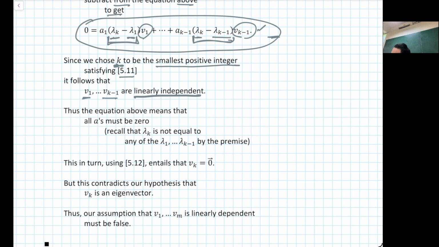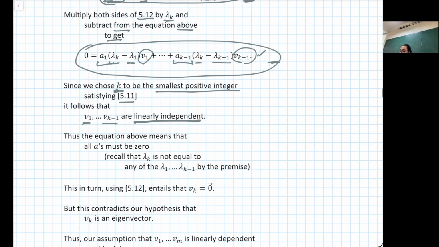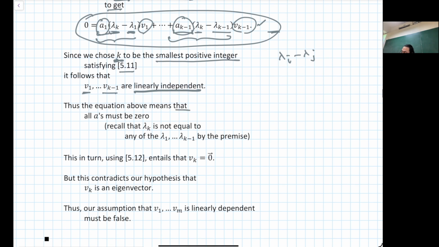So you have to have the coefficients of each of the V's be 0. And we already know that the eigenvalues are distinct. This we already assumed. So the differences, these lambda i minus lambda j, cannot be 0 because they're all distinct, correct? So the only things that can be 0 are these coefficients, A1 to A(k-1). Is that okay? All right. So this means that the A's have to be 0.